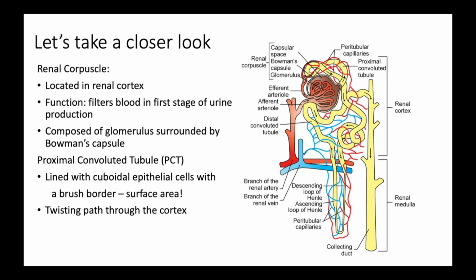The proximal convoluted tubule is a continuation of the capsular space of the Bowman's capsule. So it's kind of like a continuation of a very thin membrane. It's the longest part of the tubular system of the nephron, and the epithelial cells that line the PCT are cuboidal, and they have that brush border like I mentioned. That is really important, and it increases the surface area by a factor of 20. It's especially important in the reabsorption process, which we'll talk about in detail. And that's about it for the PCT and the renal corpuscle.